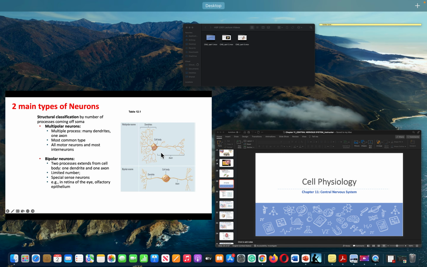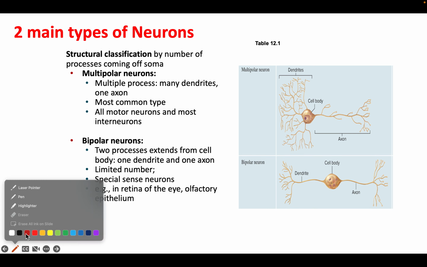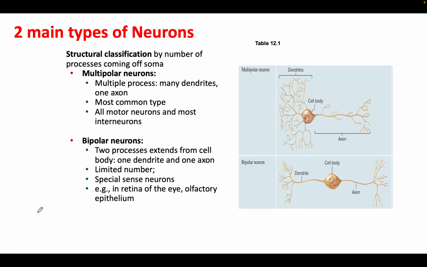So if we look here, we have a cell body, right? So here's our cell body, and if we have one extension coming off this way, and we have multiple coming into the cell, we're going to call this a multipolar neuron. So that's what we see right here.